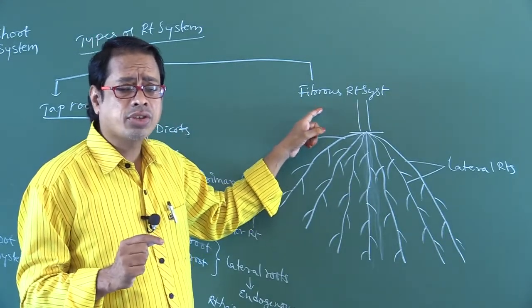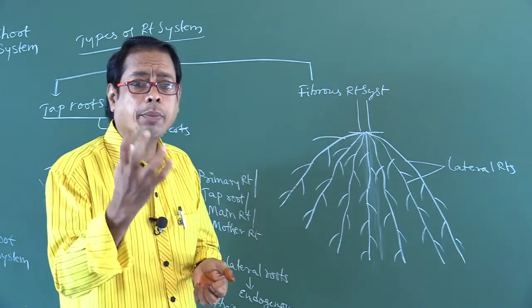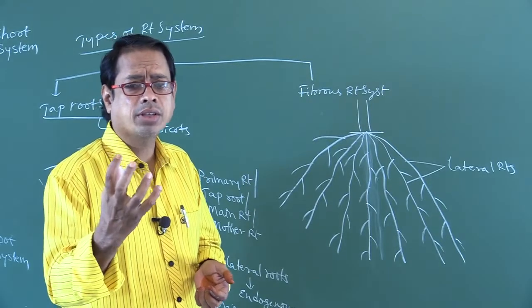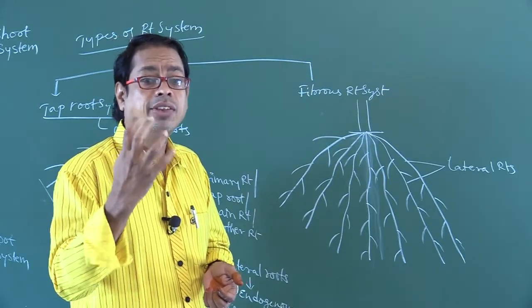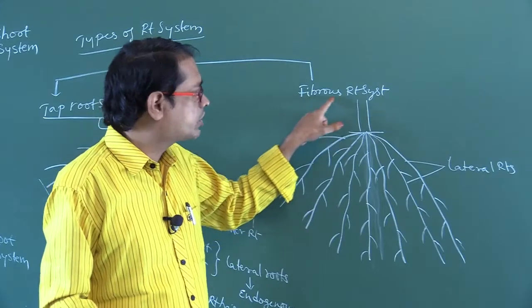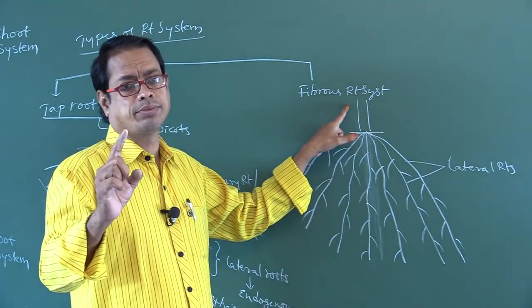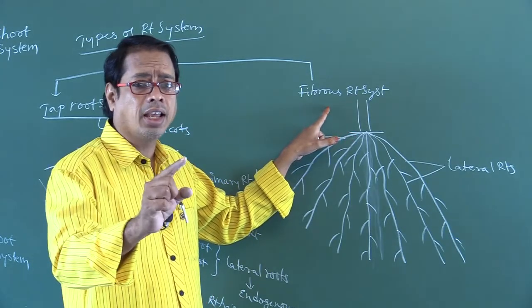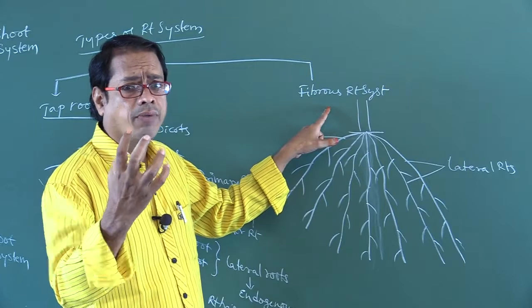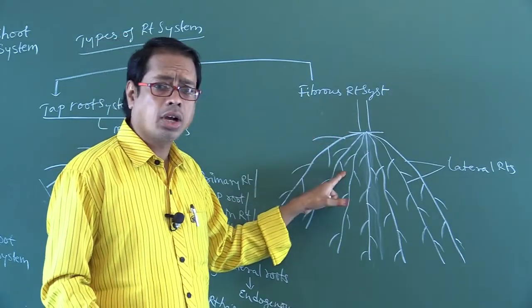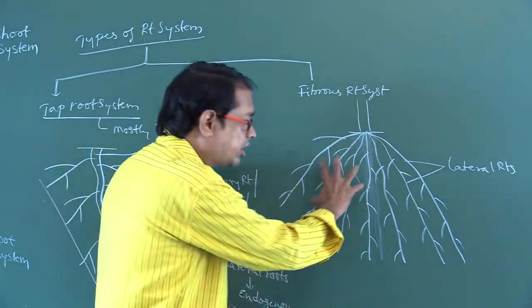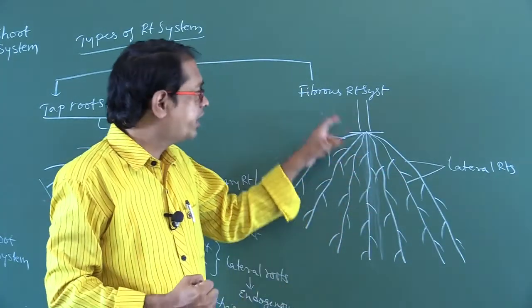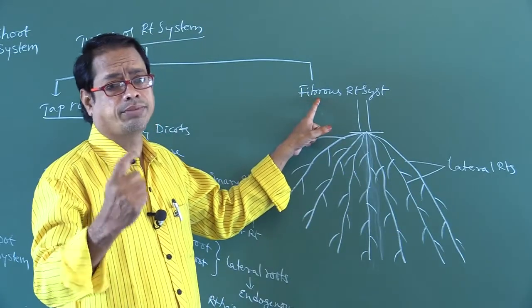What does fibrous root system mean? Those root systems should appear in a cluster, a group of fibers, a bunch of fibers. Then only we say fibrous root system. So the root system that is developed from other than the radicle and appears as a cluster of fibers is the so-called fibrous root system. Now these lateral roots appear as a cluster of fibers. That's why it is called fibrous root system.